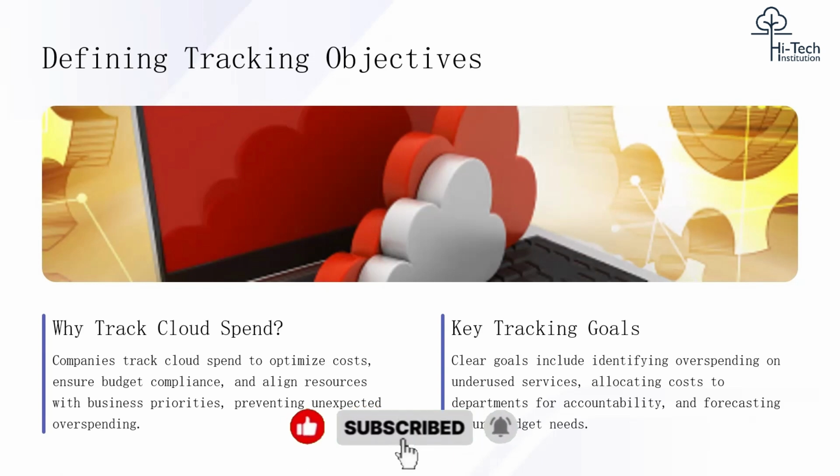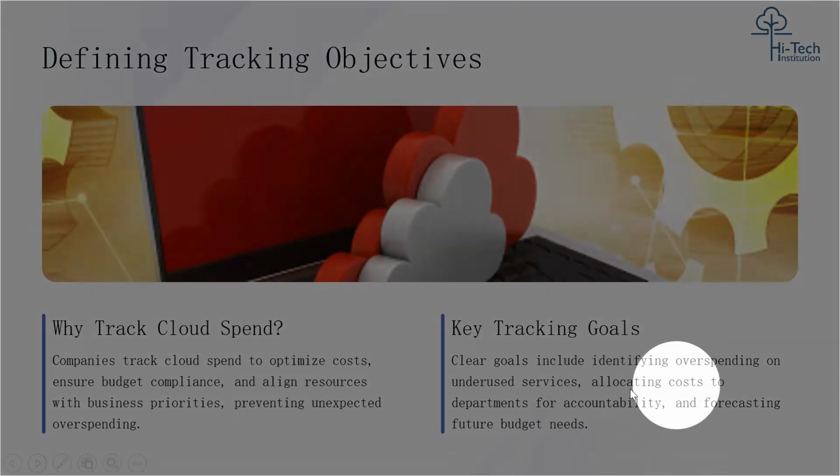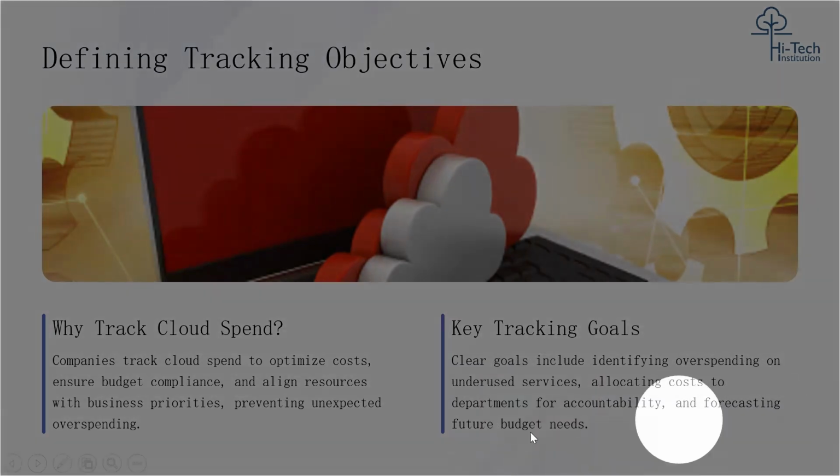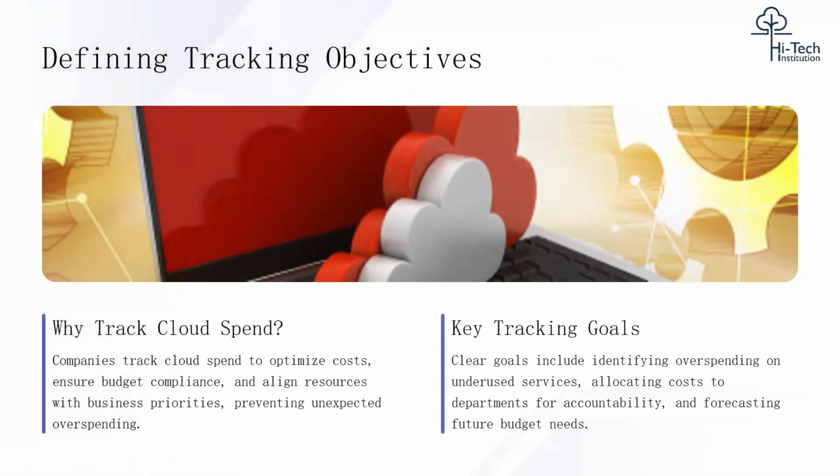After identifying overspending, the next goal is to allocate cost to departments. For example, the marketing team should know how much they spend. And then forecast future budgets. If spending increases 10% every month, we need to plan accordingly. So these are the key tracking goals.